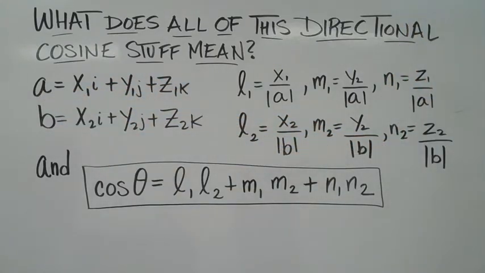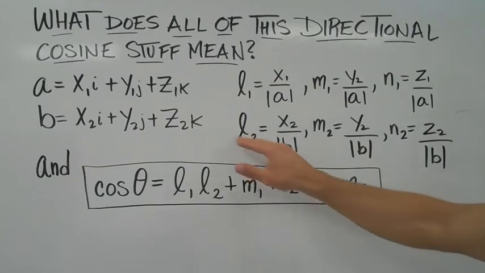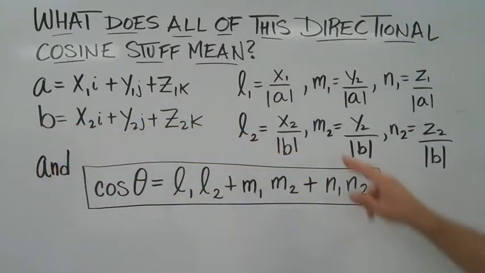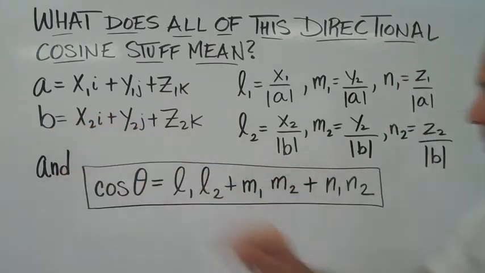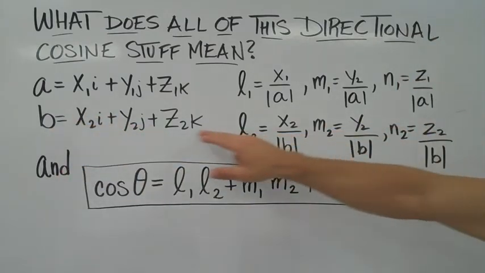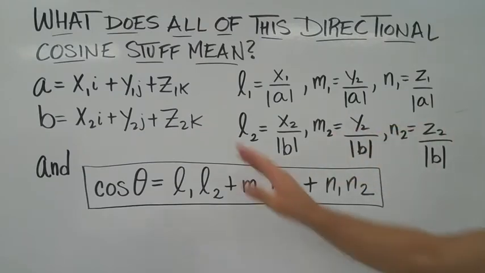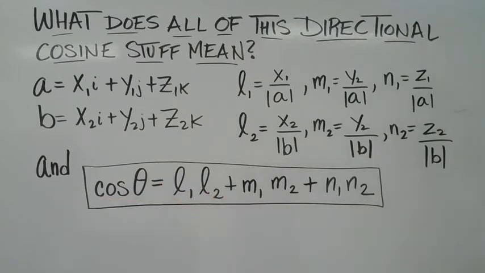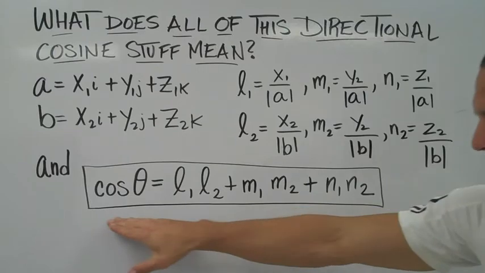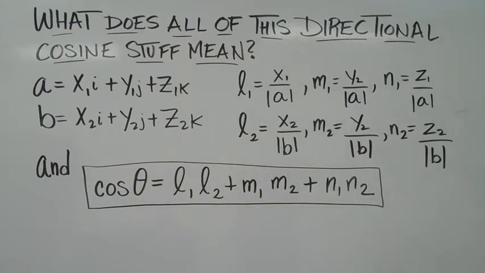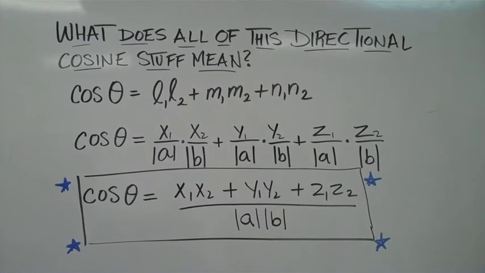The same thing happens with b. L, again, is the x component over the magnitude of b. M is the y component over the magnitude of b. And N is the z component over the magnitude of b. Remember, from our last 3D picture, these are simply the cosines. Well, I can then conclude that cosine theta is equal to L1 times L2 plus M1 times M2 plus N1 times N2. We're almost at the point that we need to be. We're getting close. Remember this. Okay, bear with me. We're getting real close now.